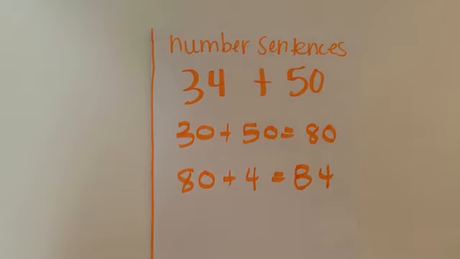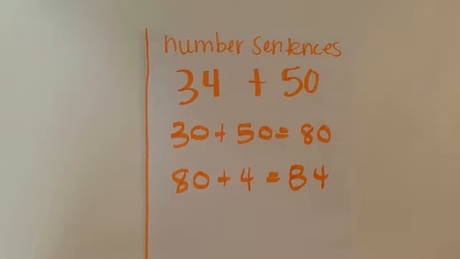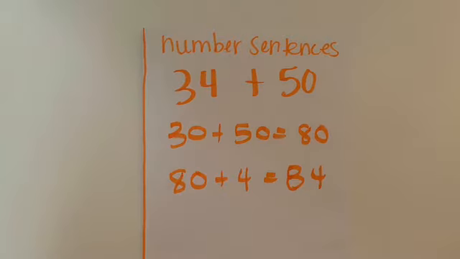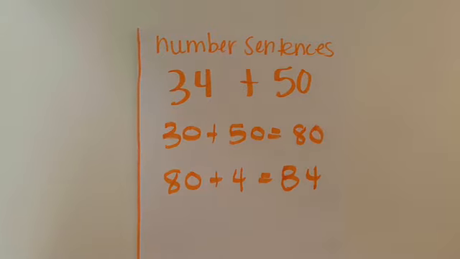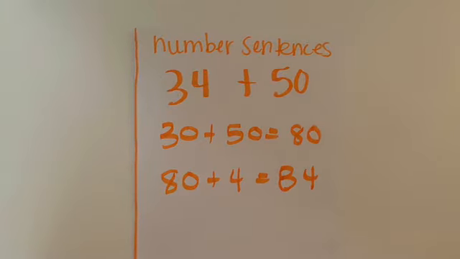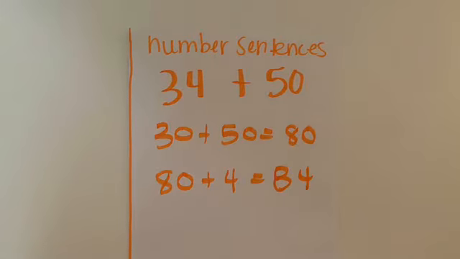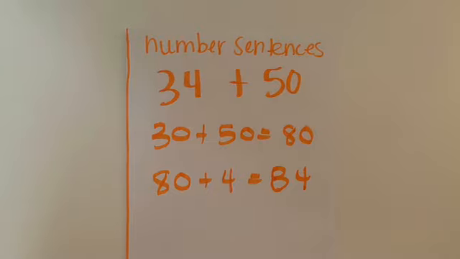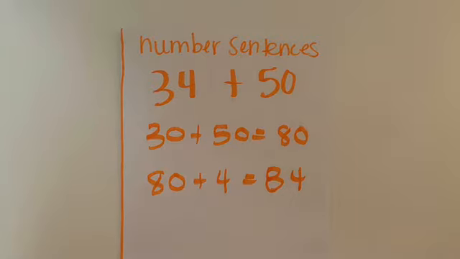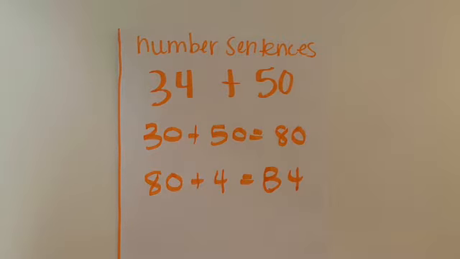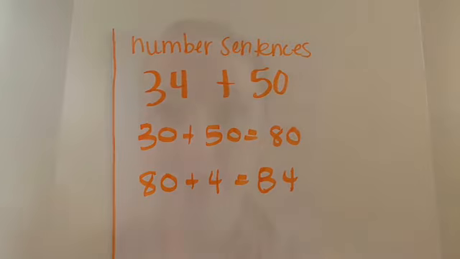The last strategy, number sentences, we see the problem 34 plus 50. What we're going to do is add one of the numbers to part of another of the numbers. So 30 plus 50. We took the 4 off the ones of the number 34, and we added it to the remaining number 50, which equals 80. All we have left are 4 ones. 80 plus 4 equals 84. And that's how you use your number sentences to solve a problem like this.